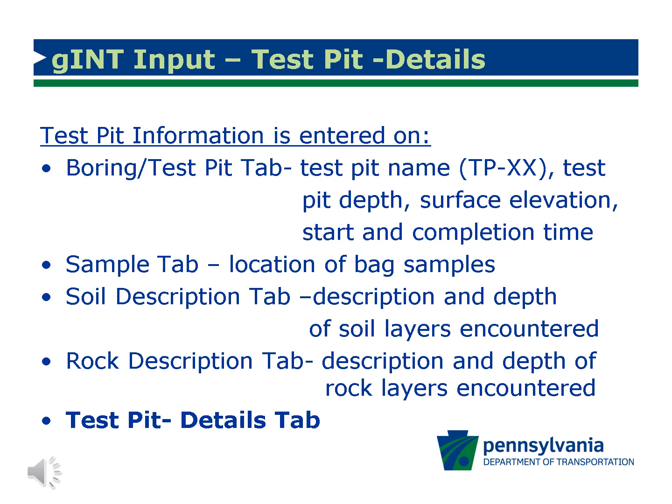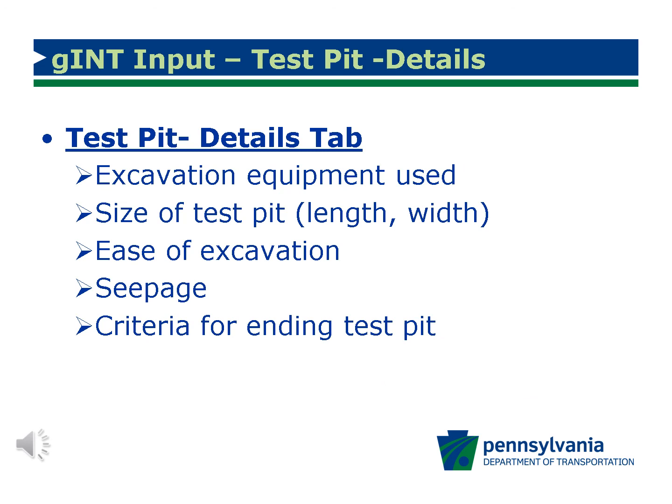On the Soils Description tab, enter the soil layers and materials descriptions as usual. On the Rock Description tab, enter the rock layers and materials descriptions as usual. Finally, enter data on the Test Pit Details tab. On the Test Pit Details tab for the selected test pit, enter the excavation equipment type, equipment model type, test pit width and length, ease of excavation, seepage range, extent of caving of the sides of the test pit, and criteria for ending the test pit.